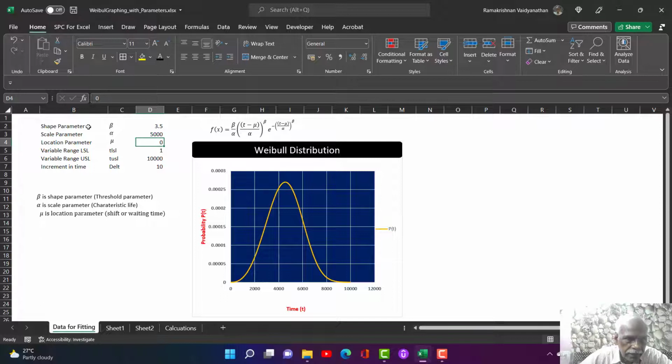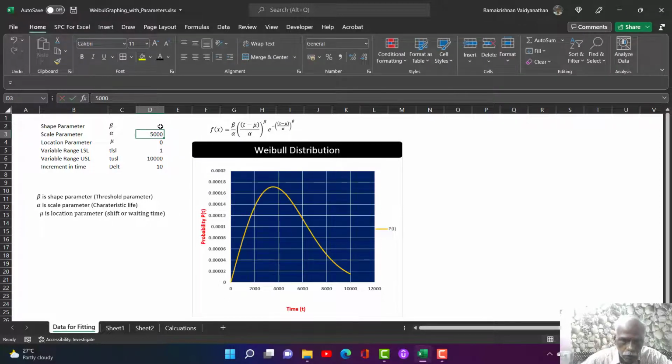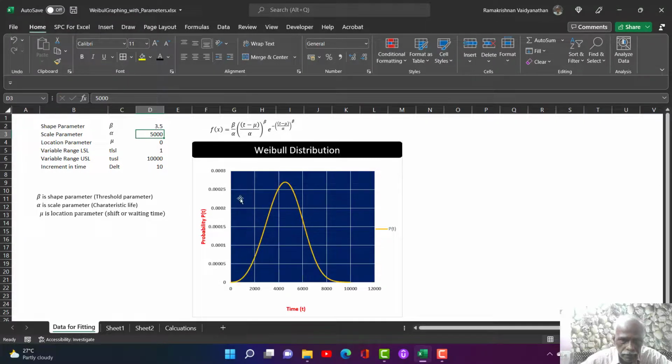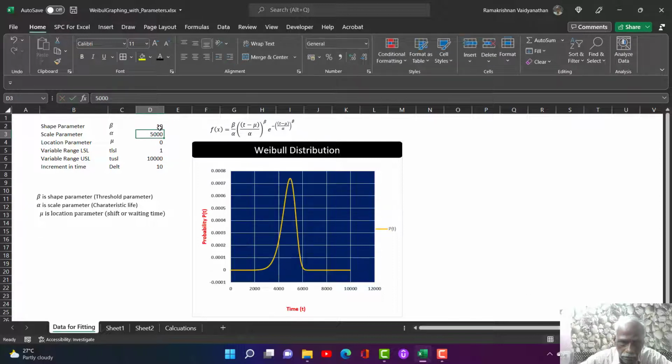Now we'll change the shape parameter for various values. We'll make it 1 first. So this is a decreasing curve. We'll make it 2, and this is a skewed curve. We'll make it 3.5, and this is a normal distribution. And we'll make it 0.85. It's a curve again, an exponentially decreasing curve like this. And then we'll make it 10, so it is shifting here.